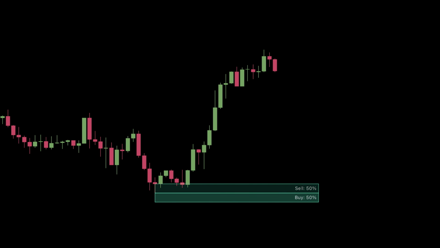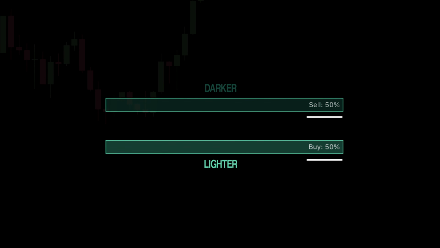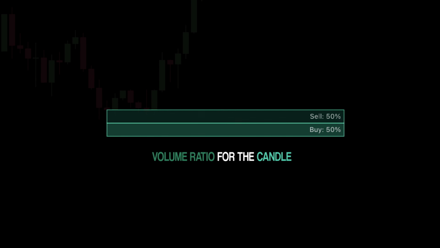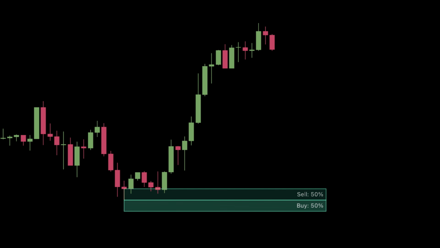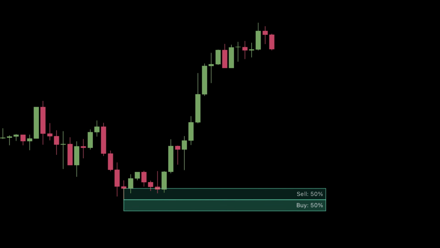Now the boxes. Every time price makes a swing in the direction of that trend, a zone gets drawn right at that swing. But look closer. Each box is actually split into two sections, a lighter one and a darker one, and each one's labeled with a percentage. That split is the volume ratio for the candles that made up that swing. So if 60% of the volume in that window came in on up candles, 60% of the box gets marked buy, and the rest gets marked sell.